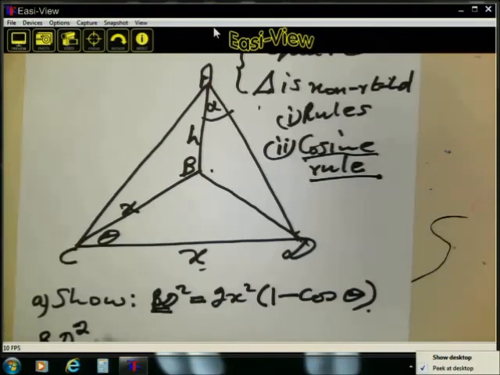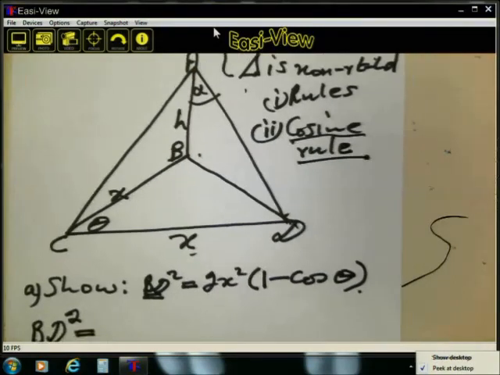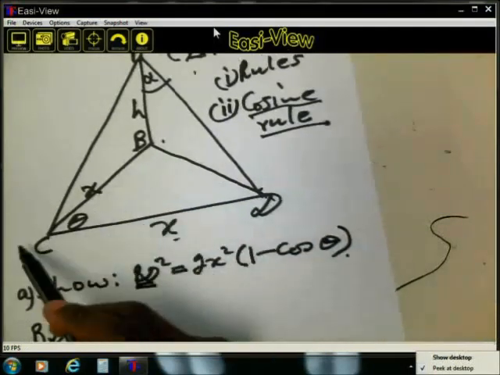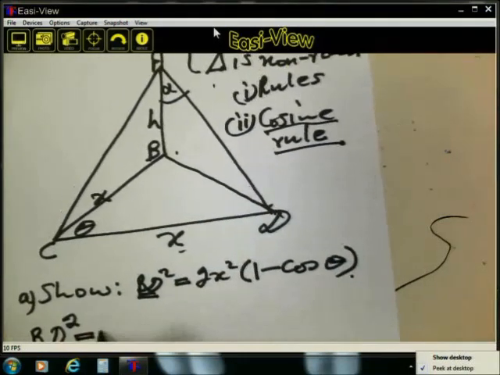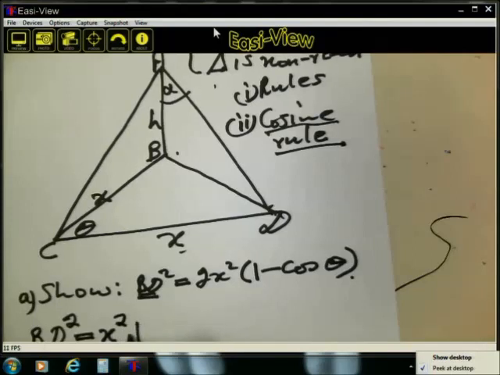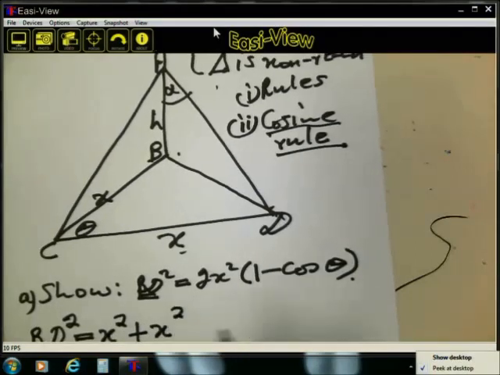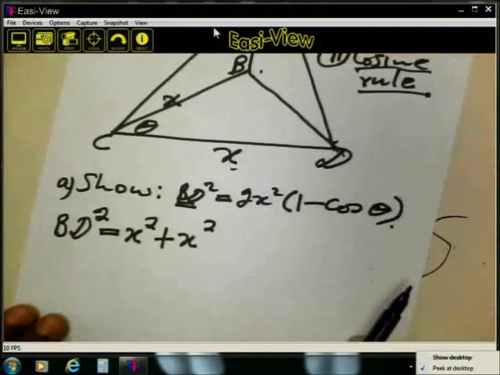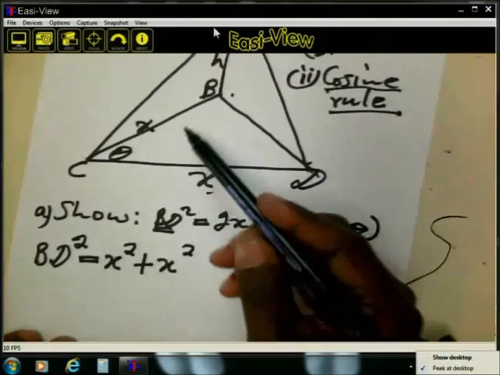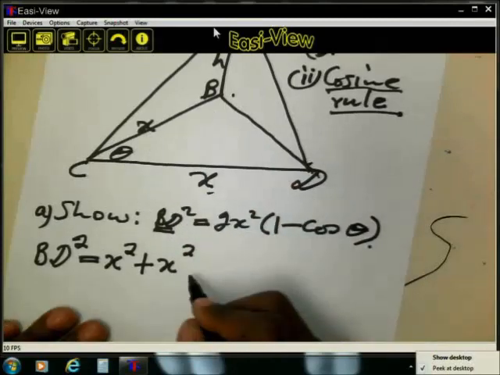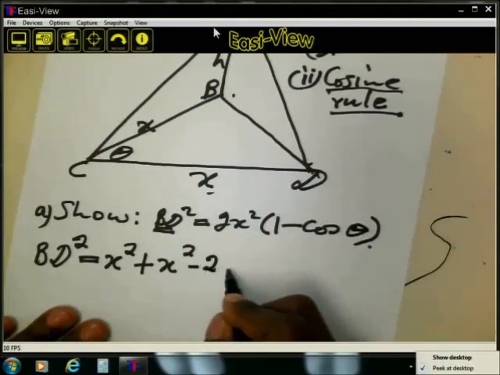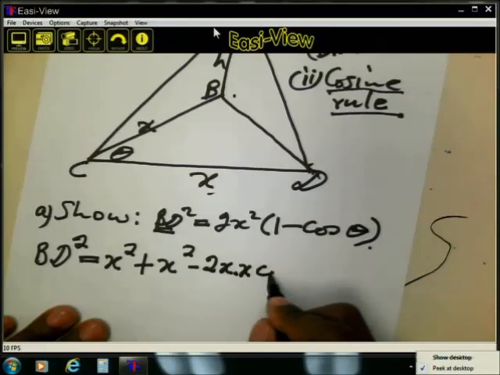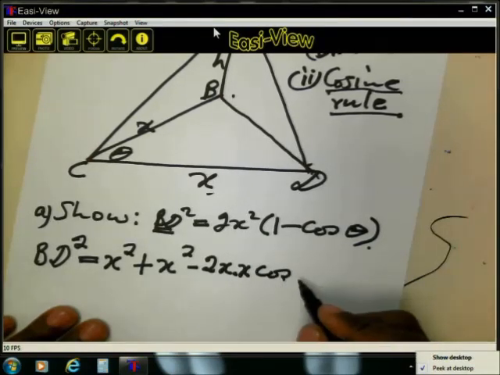BD squared will then be equal to, remember it is this side, it must be equal to the other two sides. X squared plus x squared. I'm skipping the BC and the CD story so that we can move fast. Okay? Is the square of the other sides minus twice times the cosine of theta.